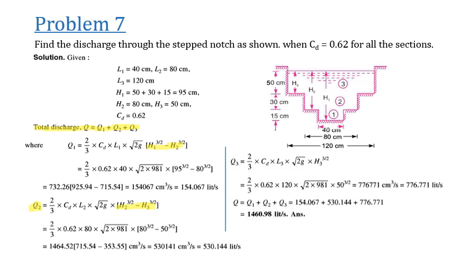Similarly for Q3, it will be H3^(3/2) minus 0^(3/2). So it is simply H3^(3/2). So you can substitute all the values, and after solving it, simply add all the discharges and get the total discharge.